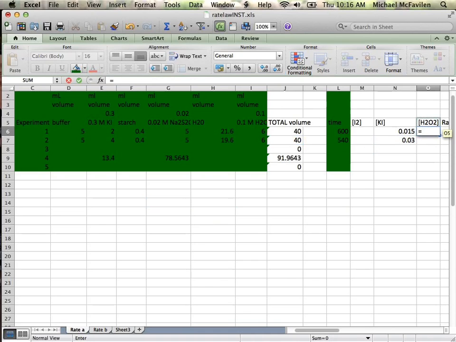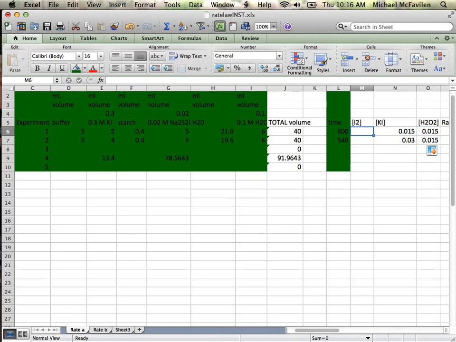Concentration of peroxide was done very, very similarly. I just got to find it. We don't want it to change our concentration value. We'll multiply by the volume that we used, and we'll divide by our total volume. And we can click and drag. We get our concentrations.